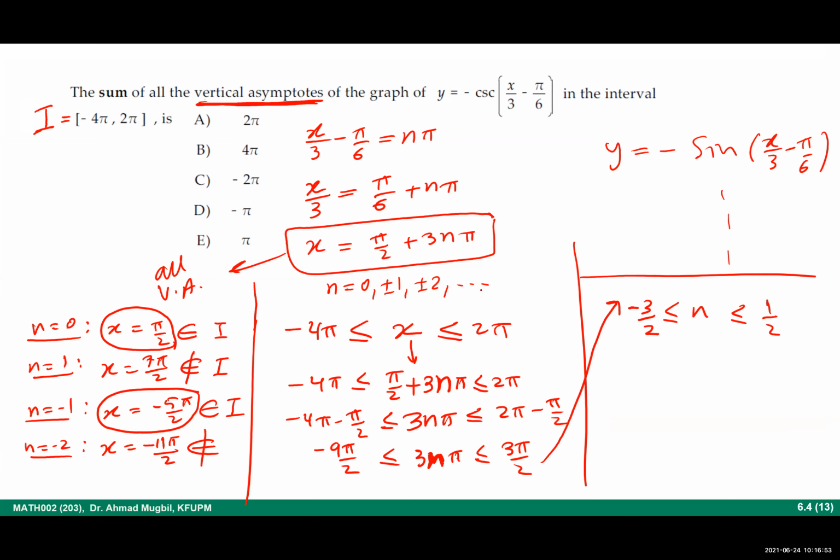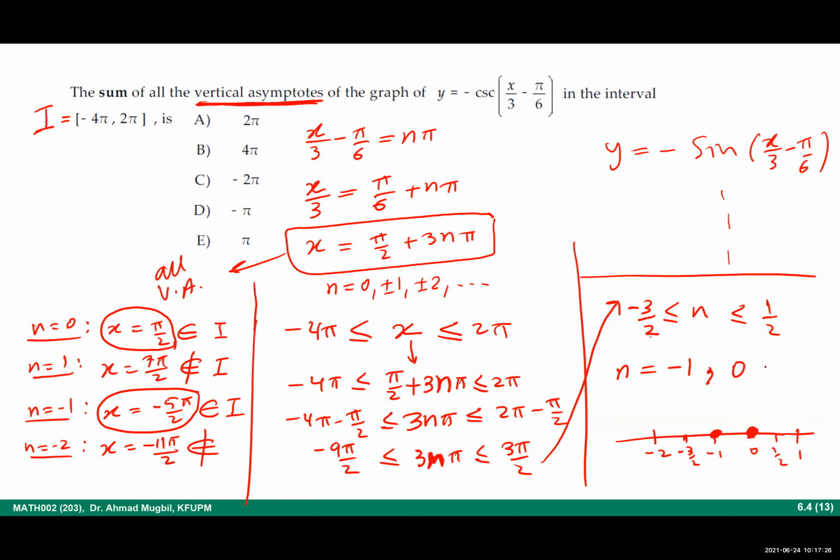Now do you remember what n was, guys? n is an integer. So what are the integers between negative 3 over 2 and a half? n equals negative 1. Is negative 1 there? Yes. Look at the number line: this is negative 2, this is negative 1, this is 0, this is 1. Here we have negative 3 over 2, and here we have a half. So the integers between them are negative 1 and 0.